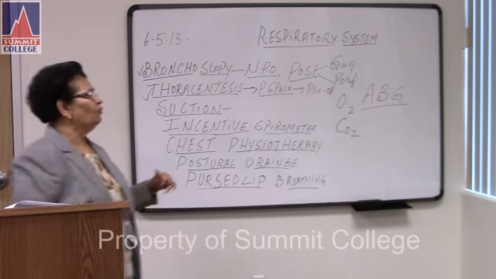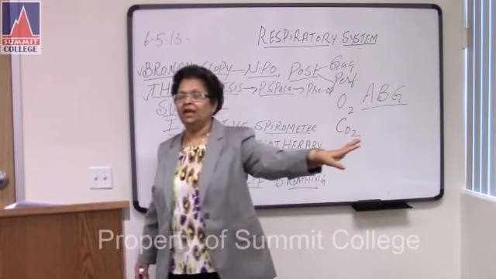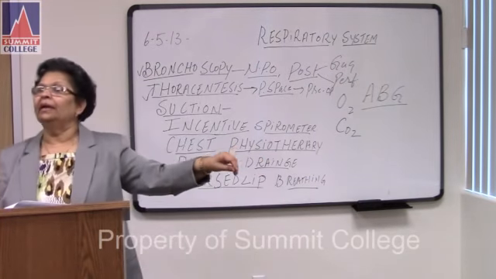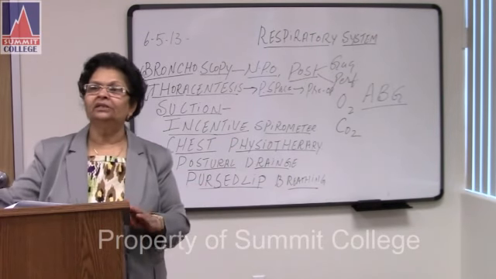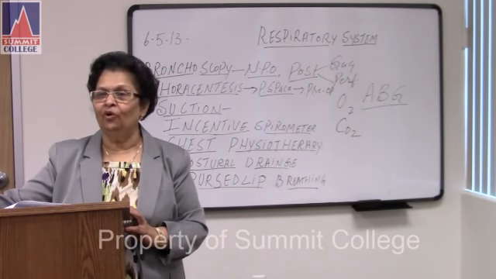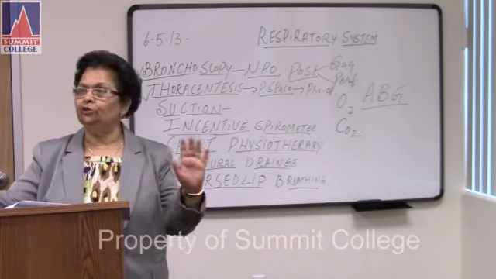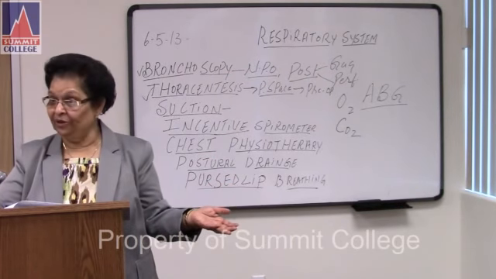Now before I move on, I want you to know ABG. What is ABG? Arterial blood gases. What are we looking at in ABG? Oxygen and CO2 level. And what test do you do before you do ABG? I want everyone to add there the Allen test. Everyone okay?